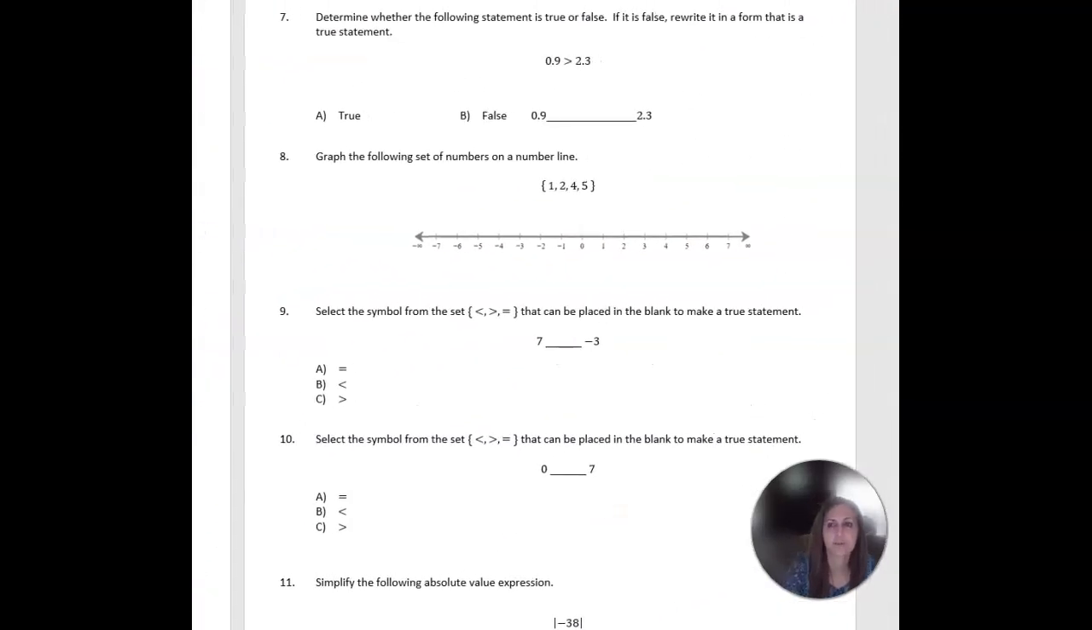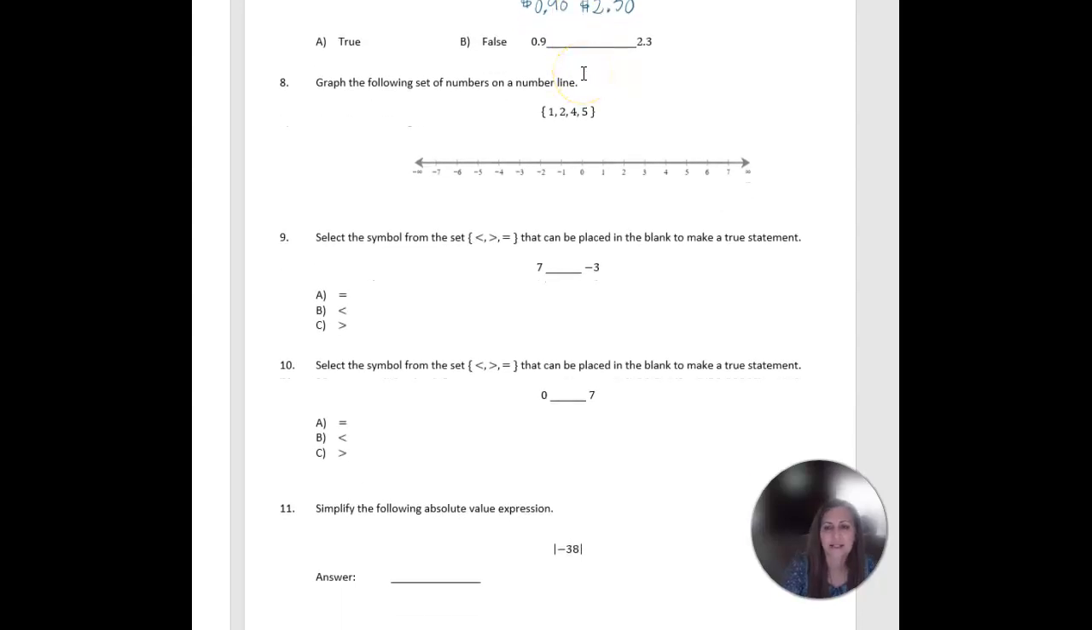Think about this in terms of money. Would you rather have 0.90 cents or would you rather have $2.30? A lot of times it's helpful to think of these abstract numbers in terms of money. Number 8, you just plot those points. Number 9, we've practiced that. 7 is greater than -3. This is a positive number. This is a negative, and positives are always bigger than negatives. 0 and 7. 0 is less than 7.